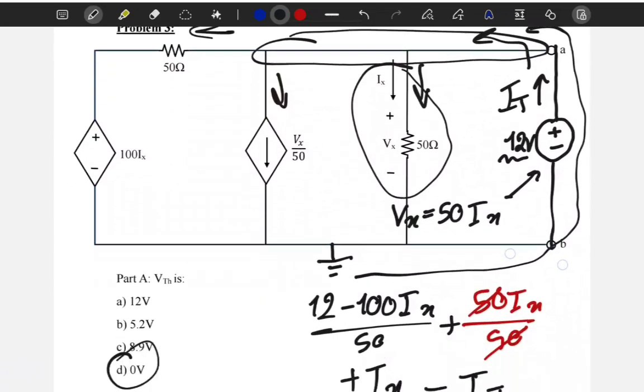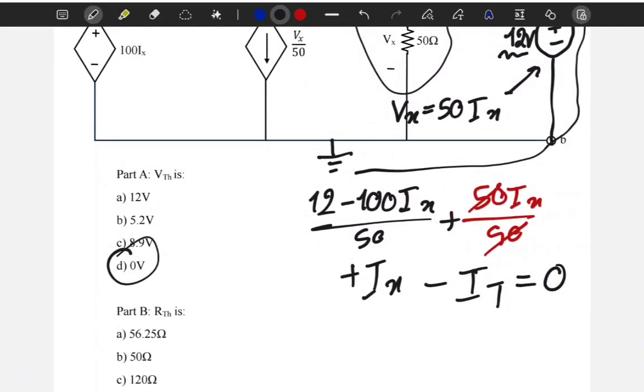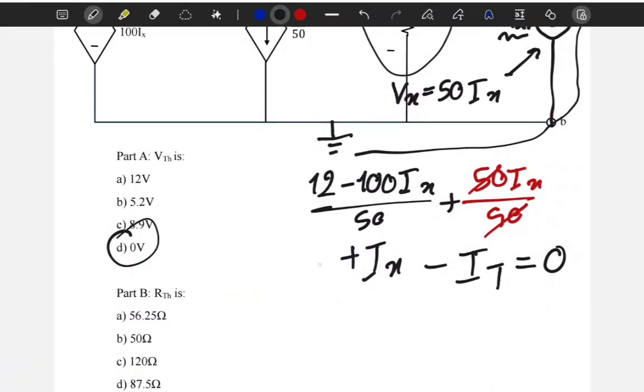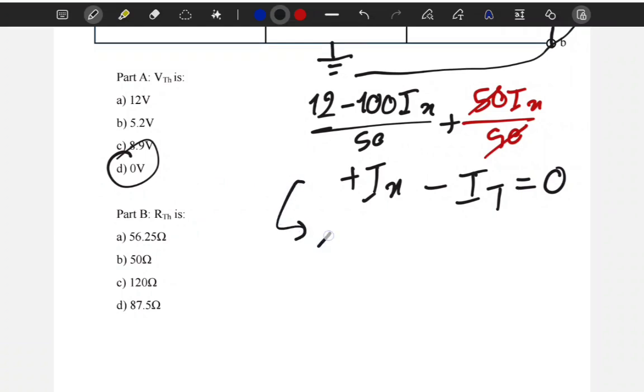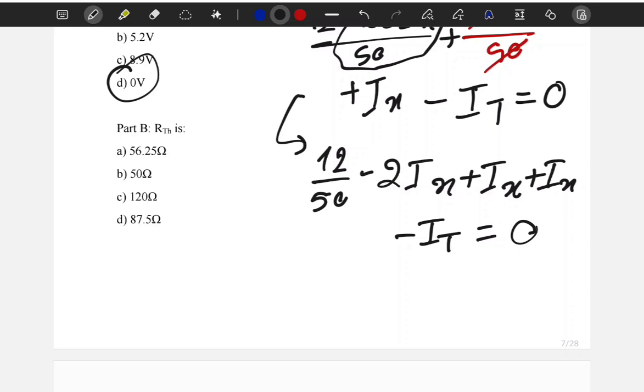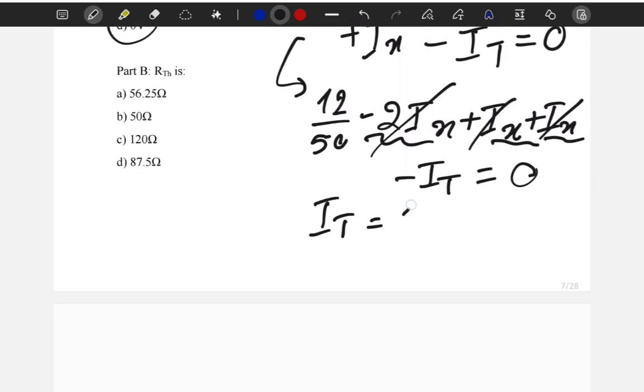Now, okay, this is all going to be equal to 0. What we can do is simplify this into 12 over 50 minus 2Ix, plus Ix, plus Ix, minus IT. This is all going to be equal to 0, right? So notice here we have minus 2Ix, plus Ix, plus Ix, so I can cancel. And we're left with IT equal to 12 over 50 amps.